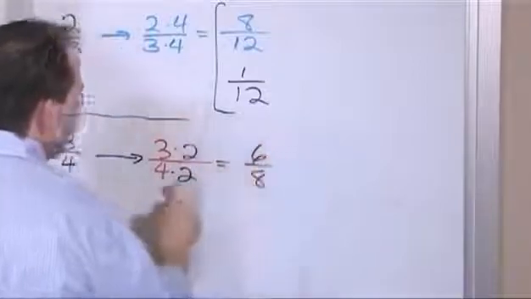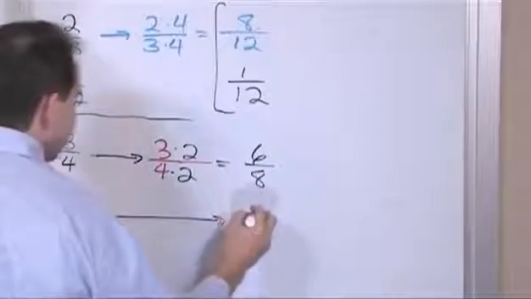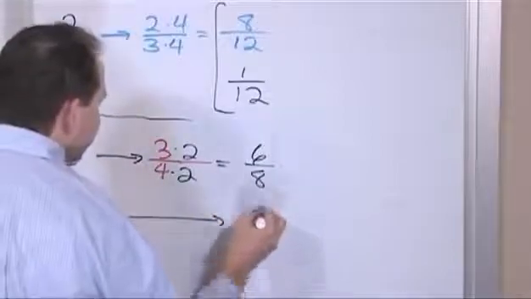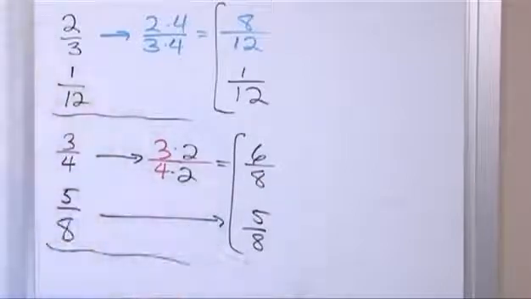2 times 3 is 6, eighths on the bottom. So this is the fraction. I don't really have to mess with this fraction at all, so I'm just going to keep it as 5/8. Now these two fractions have a common denominator. They represent the same amount of stuff.